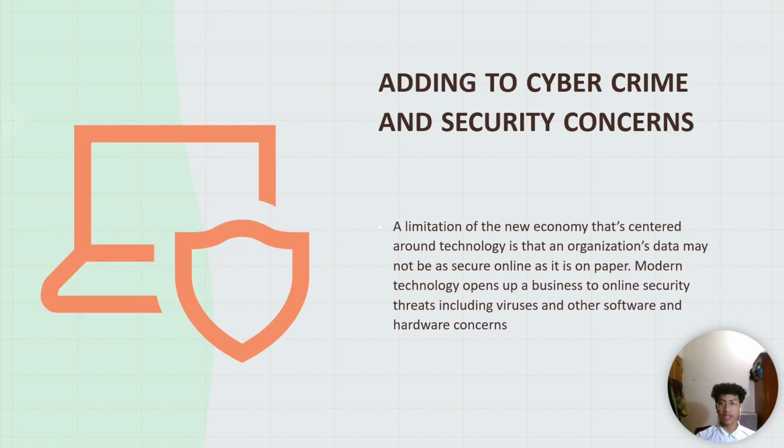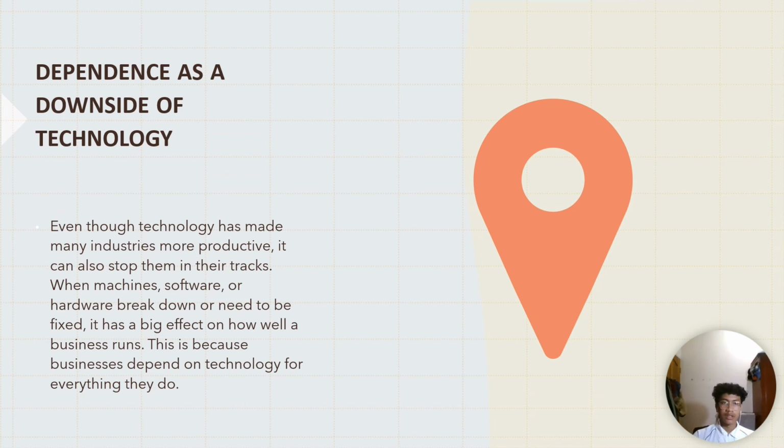Next is aiding cybercrime and security. So modern technology opens up a business to online security threats, including viruses and other software and hardware concerns. Dependence as downside of technology. Even though technology has made many industries more productive, it can also stop them in their tracks. When machine software or hardware break down or need to be fixed, it has a big effect on how well a business runs. This is because businesses depend on technology for everything they do.